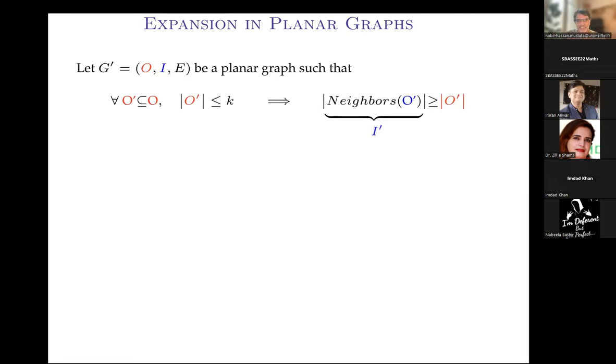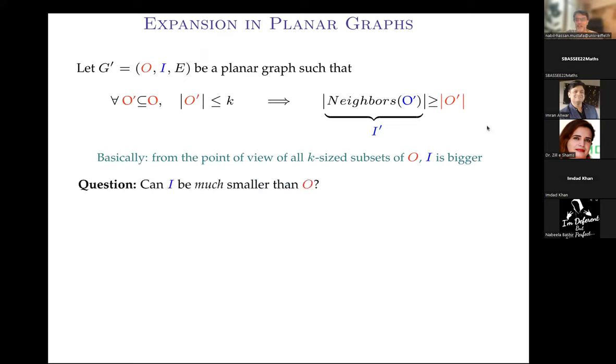In I prime, this is a subset of I. Intuitively, imagine this huge graph is drawn in the plane. It's a massive graph with billions of vertices. All you know is that from the point of view of each subset of size at most k, it's a planar bipartite graph between red and blue vertices. What you know is that for all subsets of size at most k, the red subsets, when you look at their neighbors, the neighbors seem more. That's what this condition is saying: if you look at a subset of size k and you look at their neighbors, they are more than them.